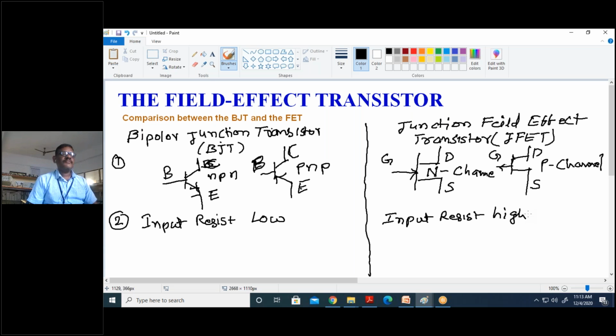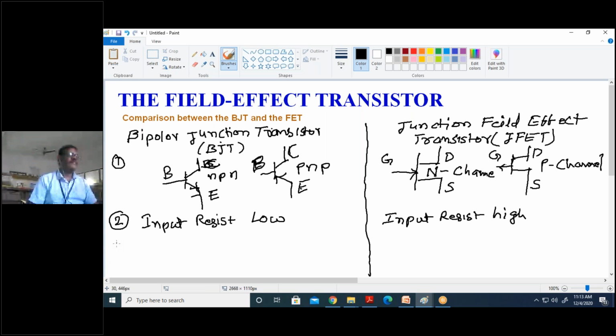But JFET operates in depletion mode, so gate to source is reverse biased. Gate to source acts as a high resistance because a junction going into reverse bias acts as a high resistance, more than 1 mega ohms.